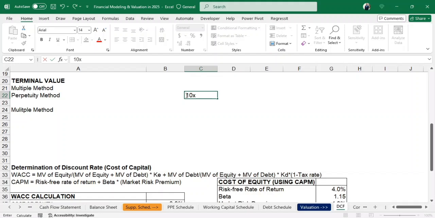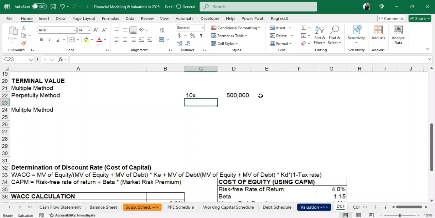what this means is that if the cash flow of the company for the last forecast period is say 500,000, what we are saying is that the value of the business for which you are going to sell it is going to be 10 times the 500,000 here, which is going to give us 5 million. That is going to be the value of the business in case you want to sell the business in that particular period. So that is the idea behind the multiple method.